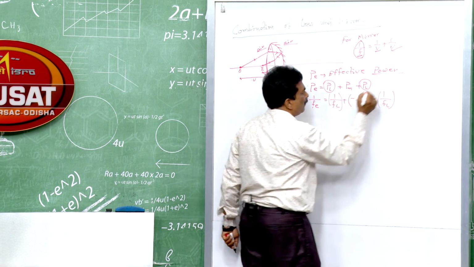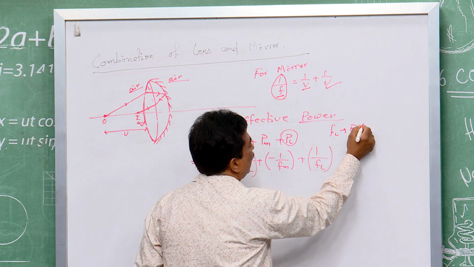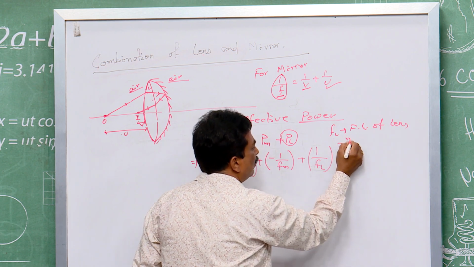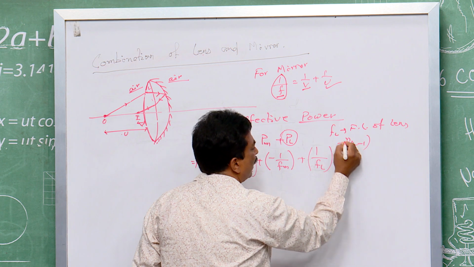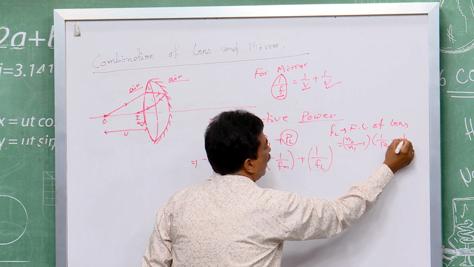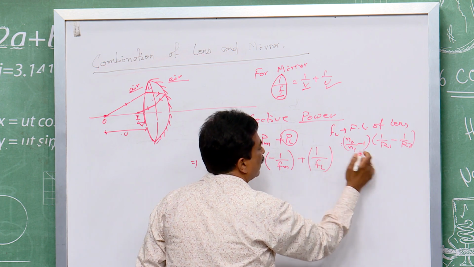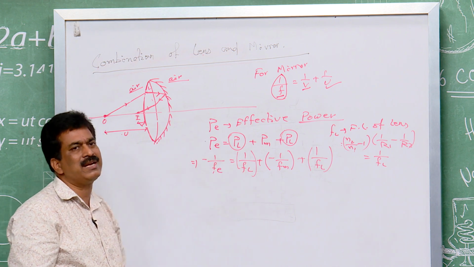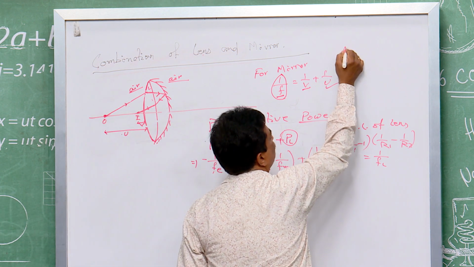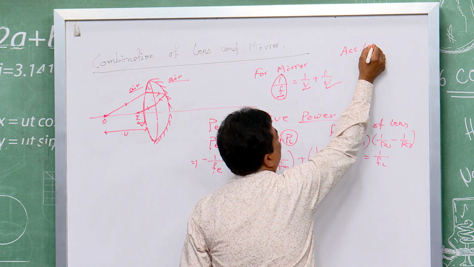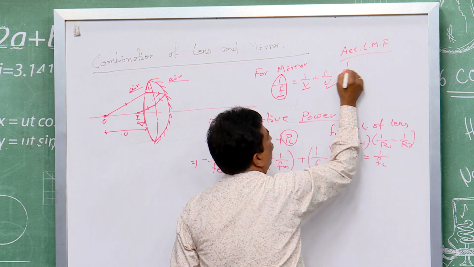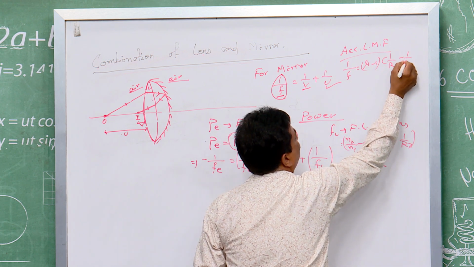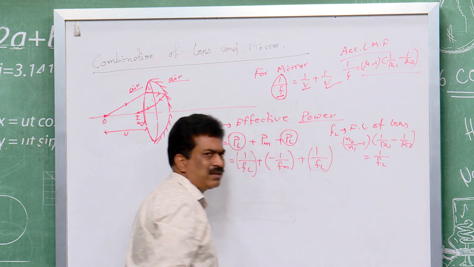So this 1 by FL, what is FL? The focal length of the lens. And what is the focal length of the lens? That we know. (N2 by N1 minus 1) whole into (1 by R1 minus 1 by R2) is equal to 1 by FL, as we have discussed in the lens maker's formula. According to the lens maker's formula, 1 by F is equal to (mu minus 1) whole into (1 by R1 minus 1 by R2). This is the lens maker's formula.